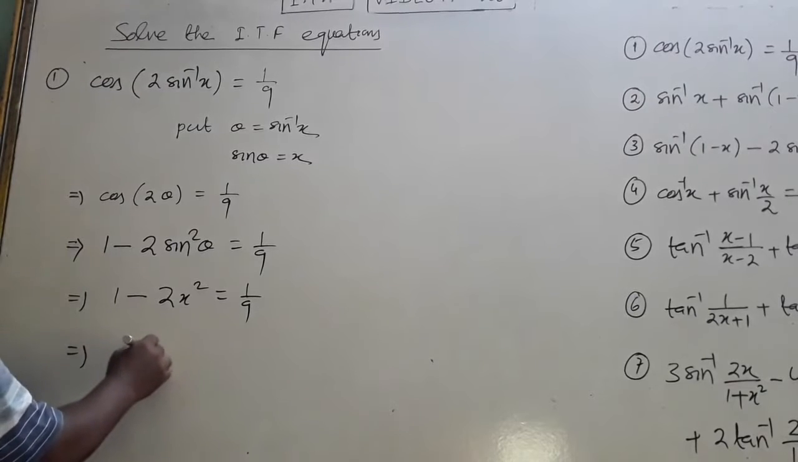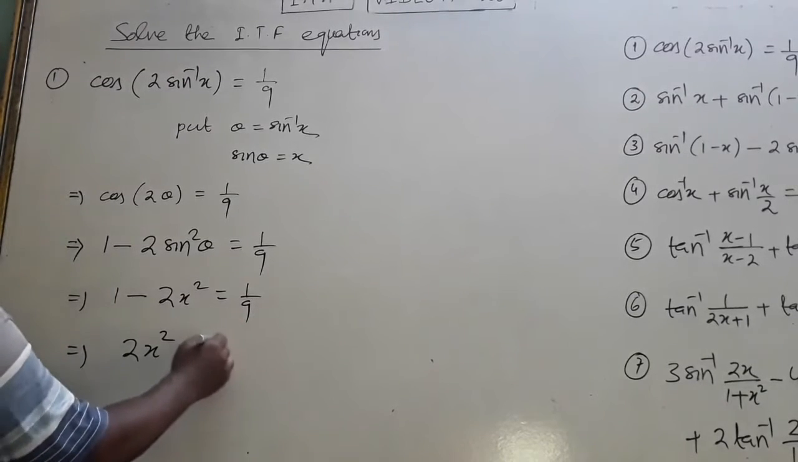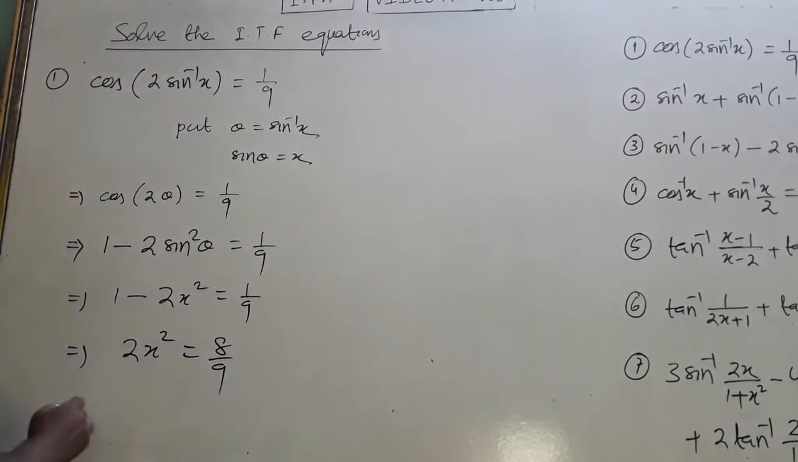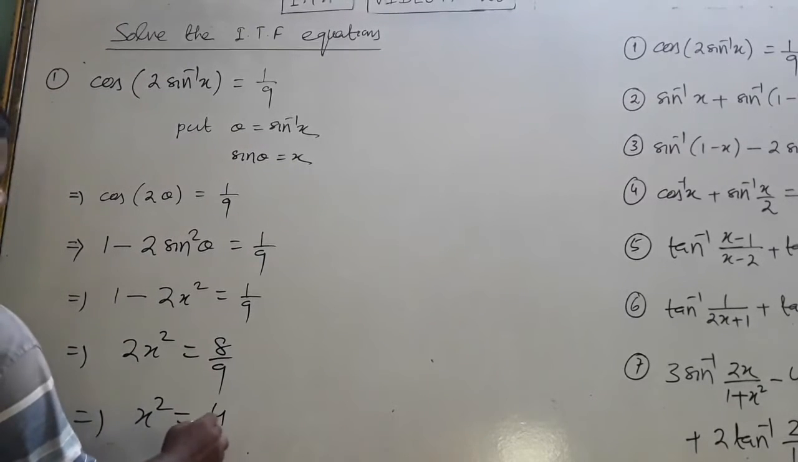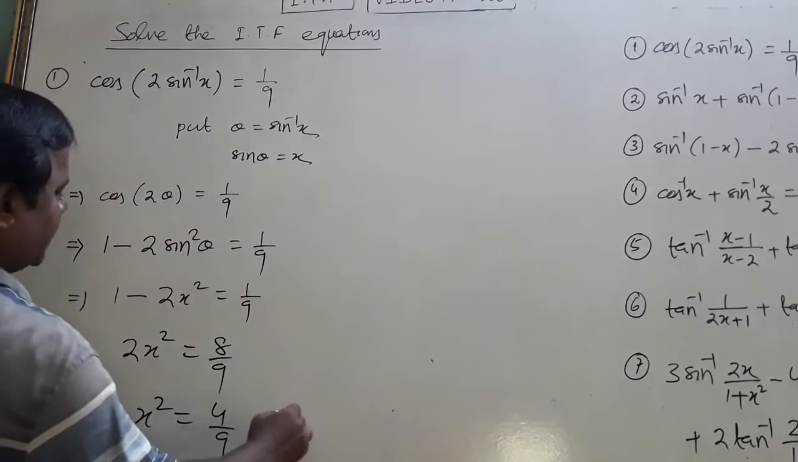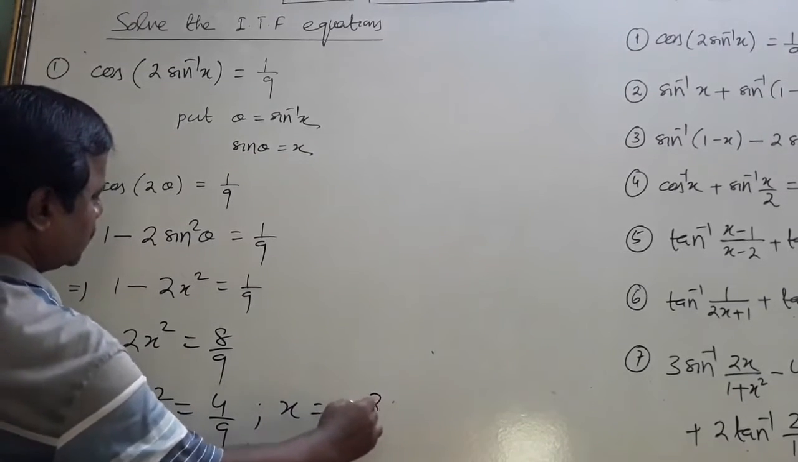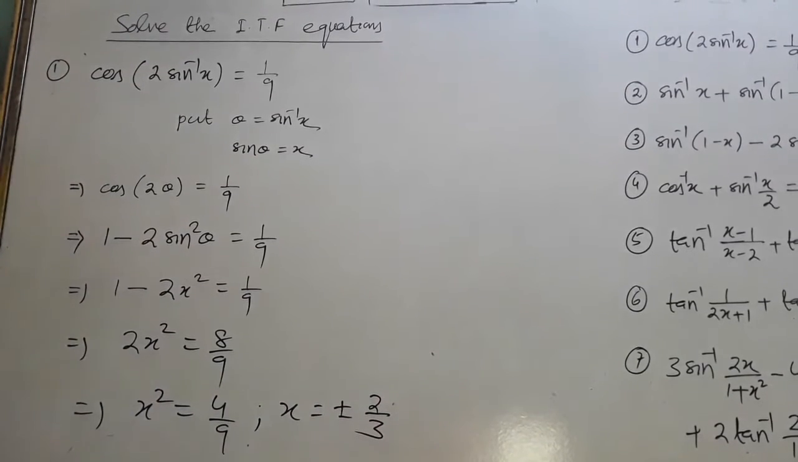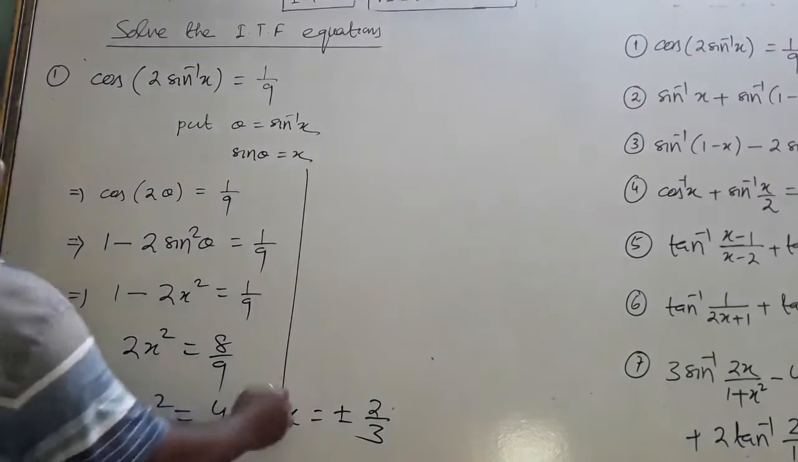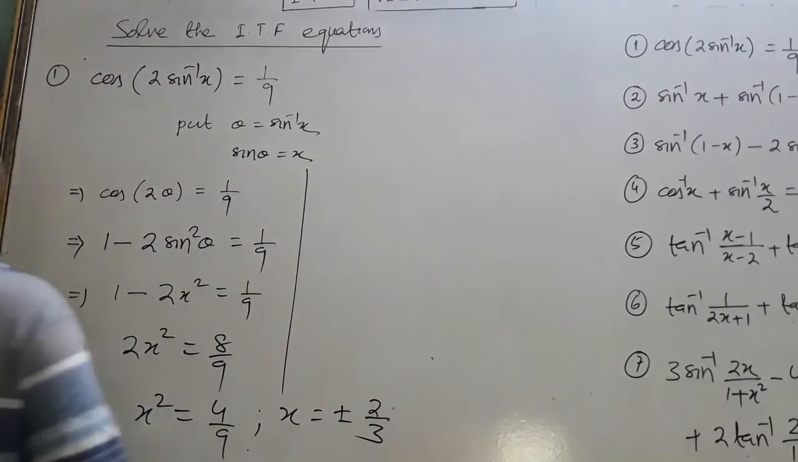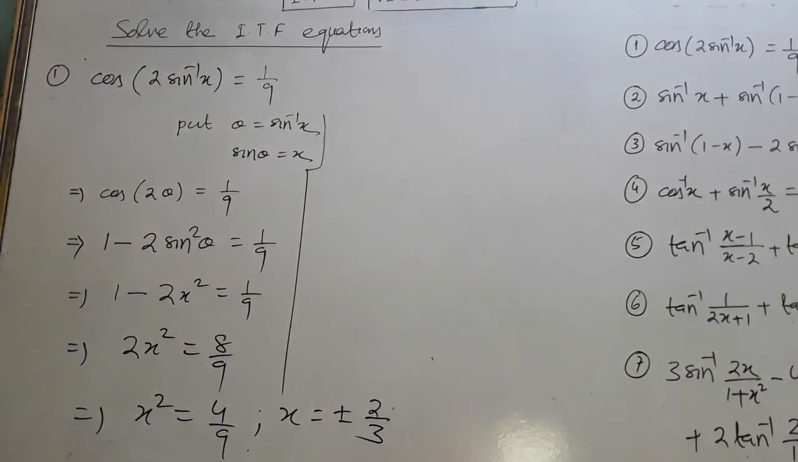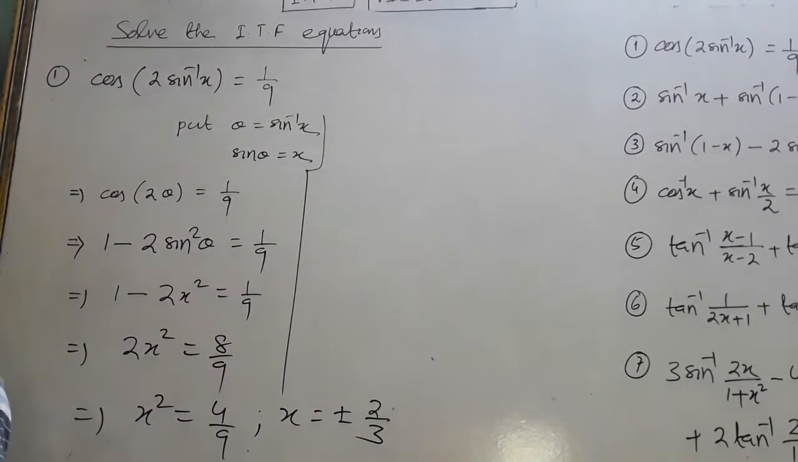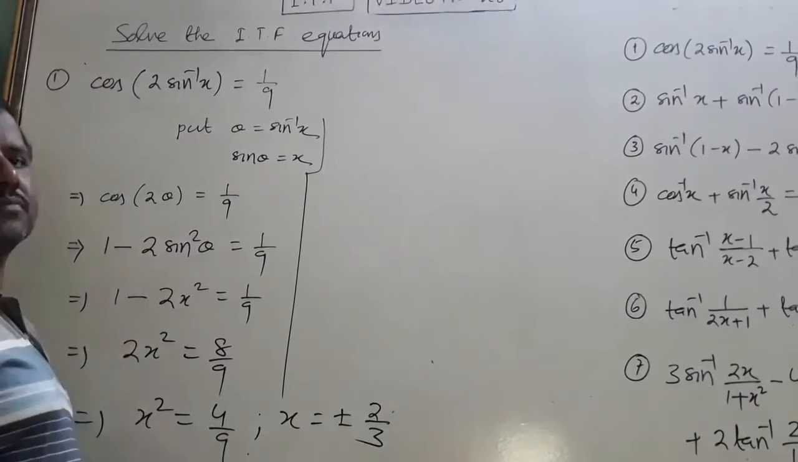So 2x square, if 1 by 9 comes to this side, it is 8 by 9. x square is equal to 4 by 9, and x is equal to plus or minus 2 by 3. Or one can do this problem in another method. Okay, you do this. Now I am going to solve number 2.